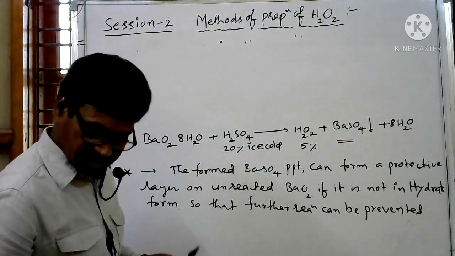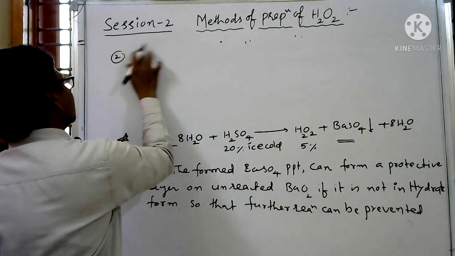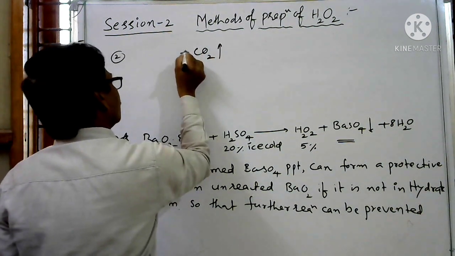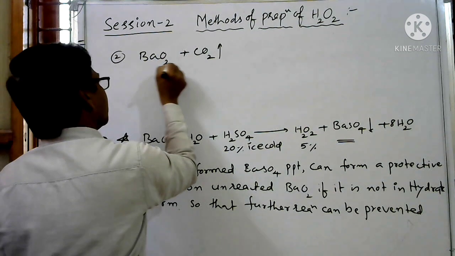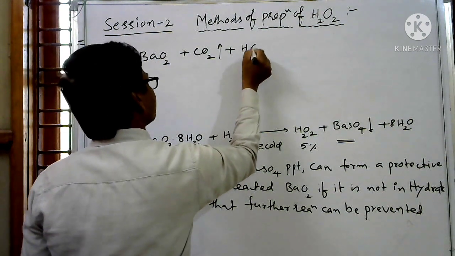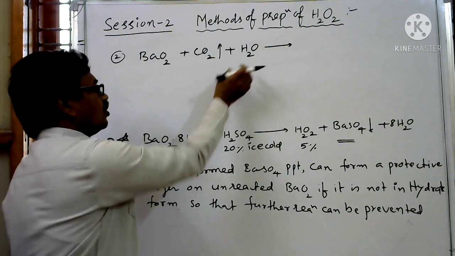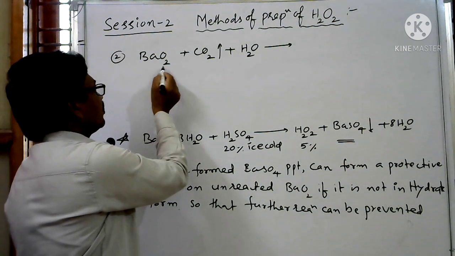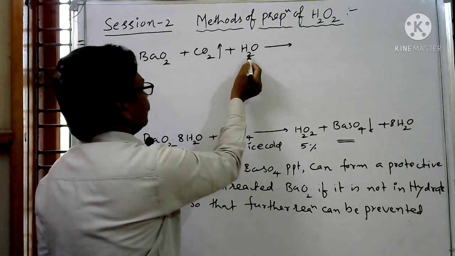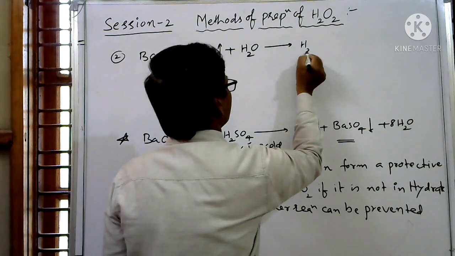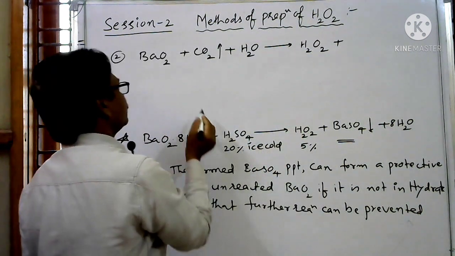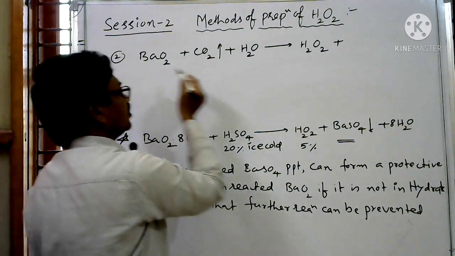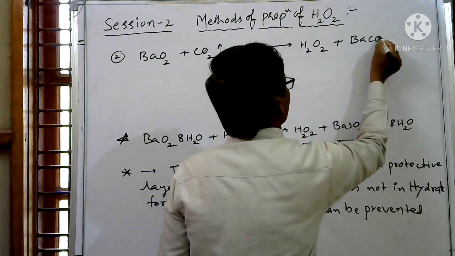Then the next reaction I am writing here: passage of carbon dioxide gas through barium peroxide paste. Paste means we have to add some water. So water, carbon dioxide, barium peroxide. From barium peroxide, the oxygen molecule, and from water, H2, forms H2O2, hydrogen peroxide. Plus, what is the remaining? If you take this oxygen here, it becomes CO3. This CO3 combines with the remaining barium and forms a barium carbonate precipitate.